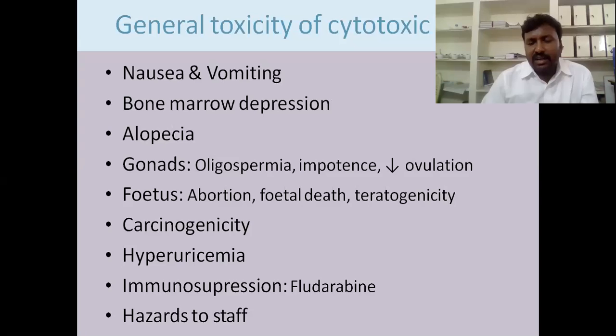So what are the general toxicities of cytotoxic drugs? Next we can discuss the drugs. These are the cytotoxic drugs, mostly alkylating agents. Nausea, vomiting, bone marrow depression, alopecia meaning loss of hair, gonadal effects: we can get impotence and decreased ovulation, fetal abortion, fetal death, teratogenicity possible, and carcinogenicity. The cytotoxic drugs can cause cancer. Also hyperuricemia, high uric acid levels, immunosuppression, and hazards to staff. Those who prepare and manufacture these drugs are also exposed to the hazards.